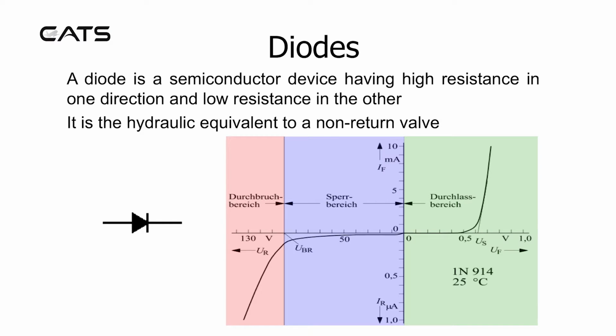Diodes. A diode is a semiconductor device having high resistance in one direction and low resistance in the other. It's the hydraulic equivalent to a non-return valve. In this diagram, the horizontal x-axis is voltage, and the vertical y-axis is current flow. Between minus 100 volts to 0.5 volts, current flow is limited.